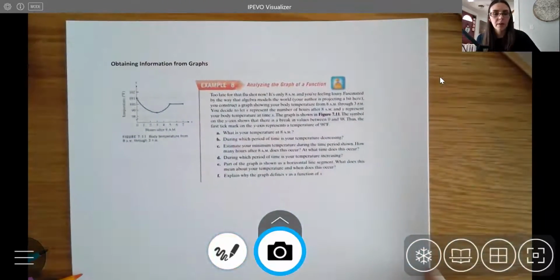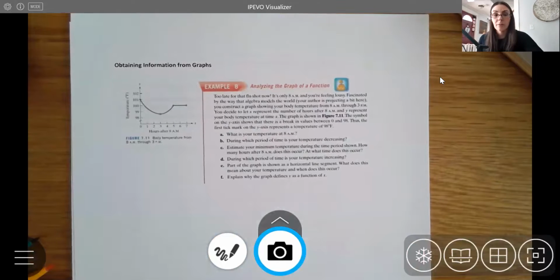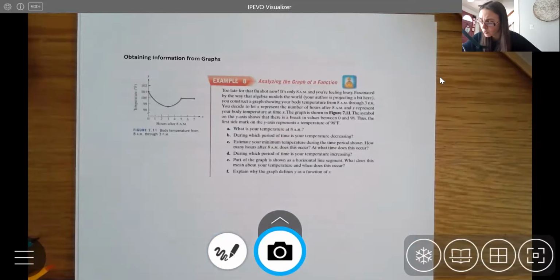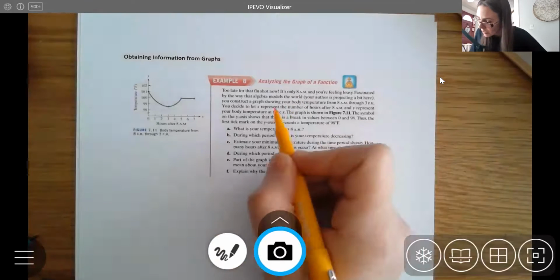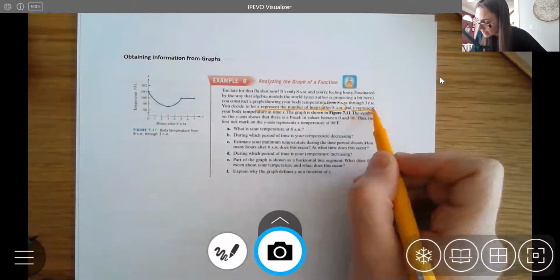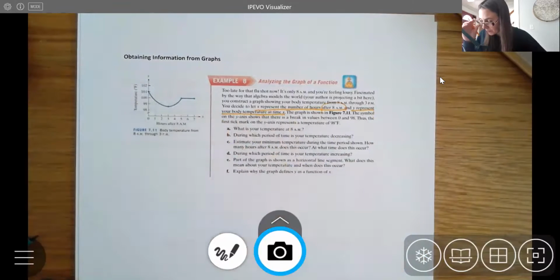All right, let's do one more example here. So obtaining information from graphs. And this is example 8 in your text. It says, too late for that flu shot now. It's only 8 a.m. and you're feeling lousy. Fascinated by the way the algebra models the world, your author is projecting a bit here. You construct a graph showing your body temperature from 8 a.m. through 3 p.m. You decide to let x represent the number of hours after 8 a.m. and y represent your body temperature at that time. And your graph is shown to the left.